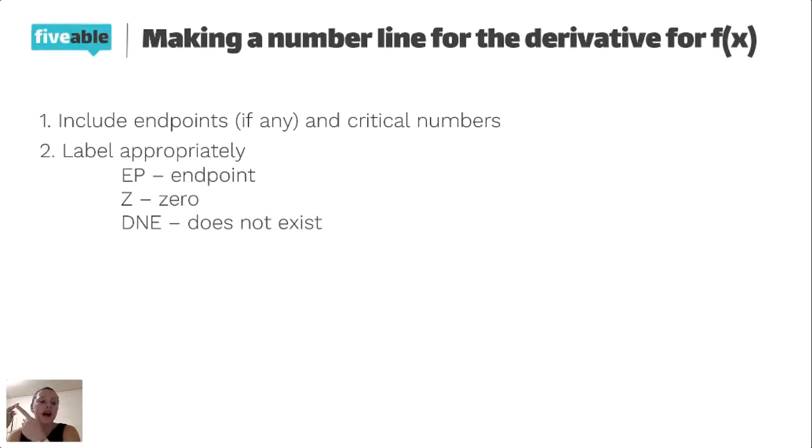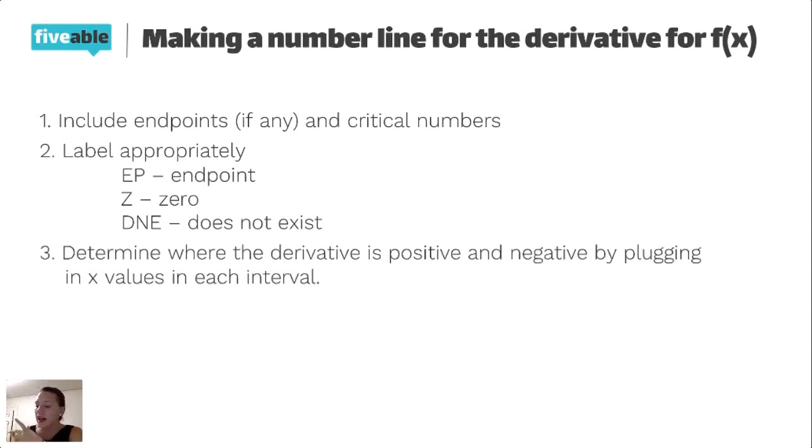I make sure that I put EP under any number that's an endpoint, Z for any number that's a 0, and DNE under anywhere where I found that the derivative did not exist. And then the last thing I do in that number line is I determine where the derivative is positive and negative by plugging in x values in each interval that I've got on my number line. Okay, so that's just a step-by-step outline for you guys, for those of you that like the number line approach. Keeps you organized.